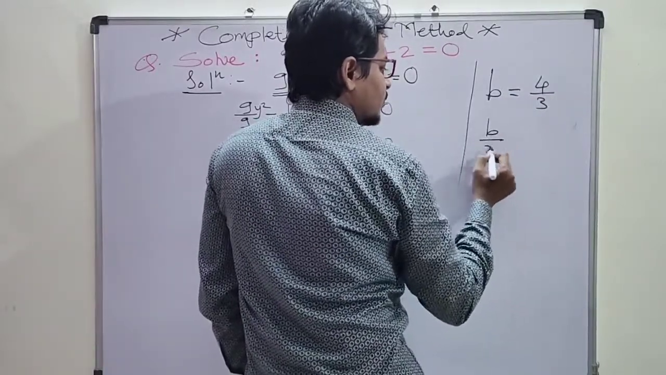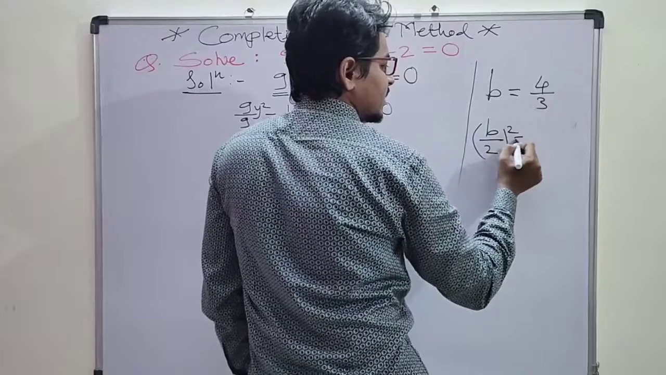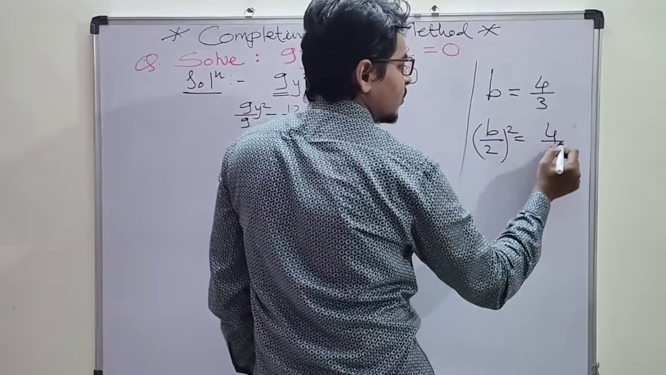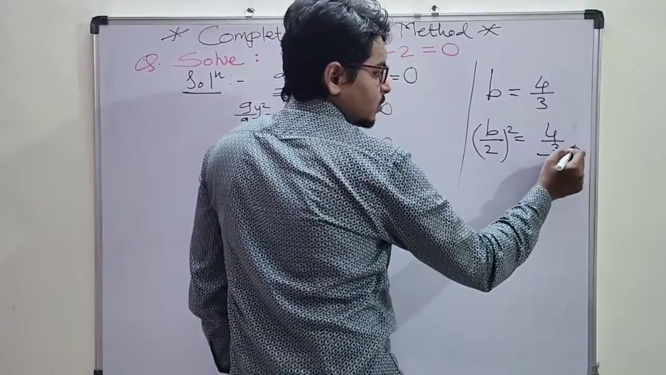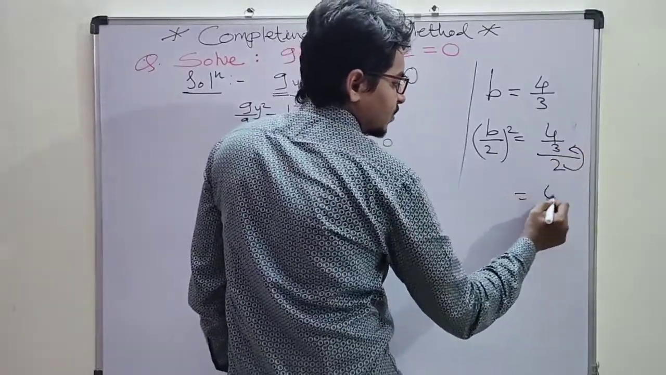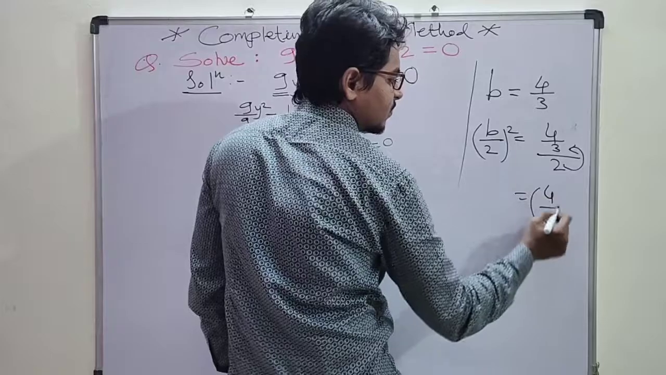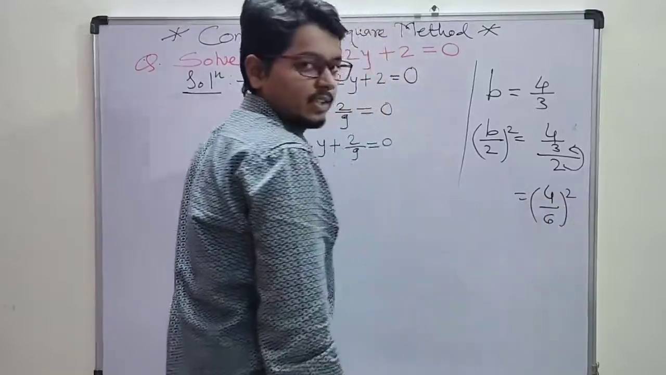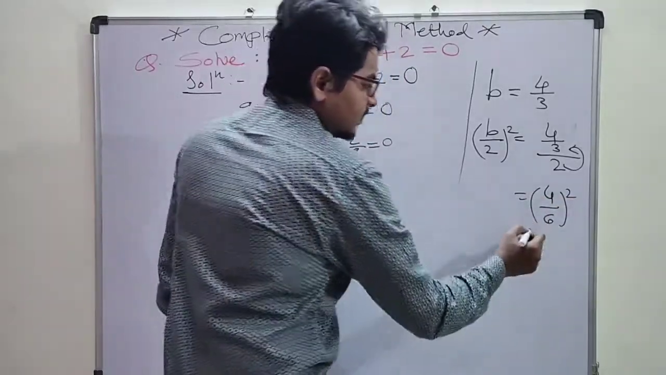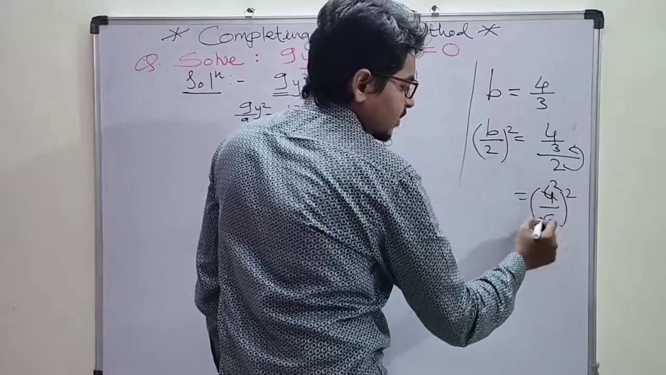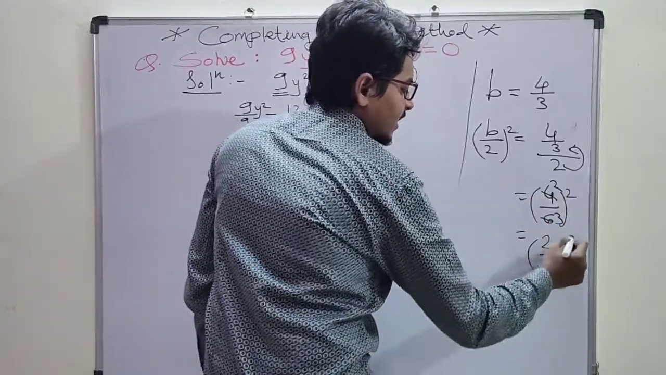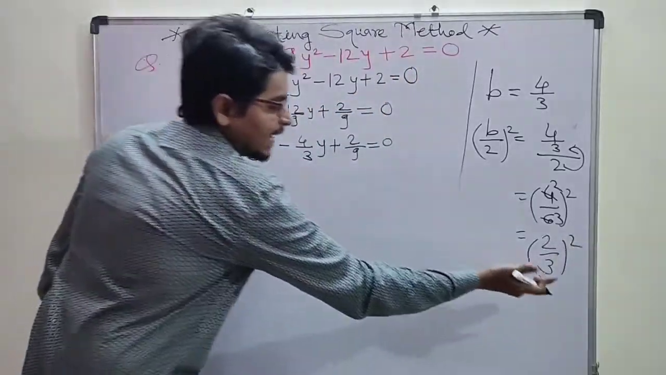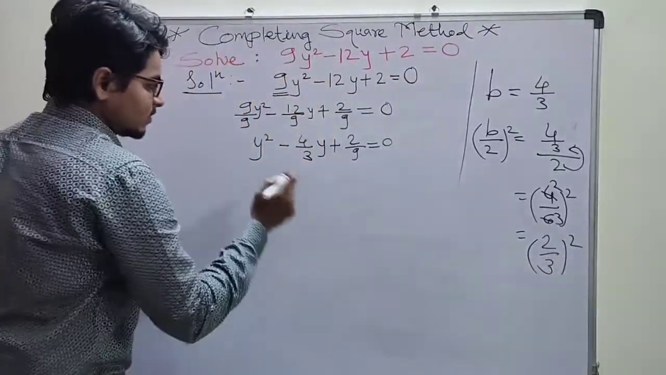Now b upon 2 square is equal to 4 upon 3 upon 2 square. This 2 goes up and it becomes 4 upon 6. Hence 4 upon 6 square it is, which is equal to 2 4s are 4, 2 3s are 6. Hence 2 upon 3 square it is. So we add this term and subtract simultaneously.